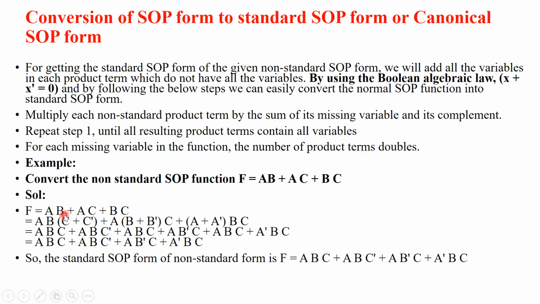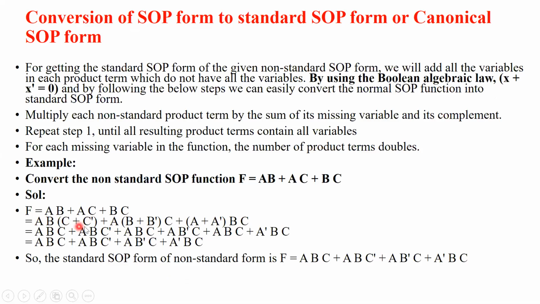So here C is not there, so I multiply C plus C dash because it is 1. So finally, my value remains as AB. Here I have AC, so what is missing? B is missing. So I introduce B plus B dash. Here A is missing. They have kept it in the middle because they want to keep the order ABC and so on. So I have A plus A dash into BC. So I have introduced the missing term using this particular identity, x plus x dash is equal to 1.